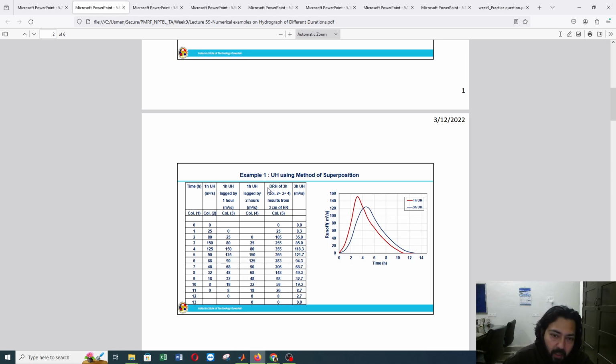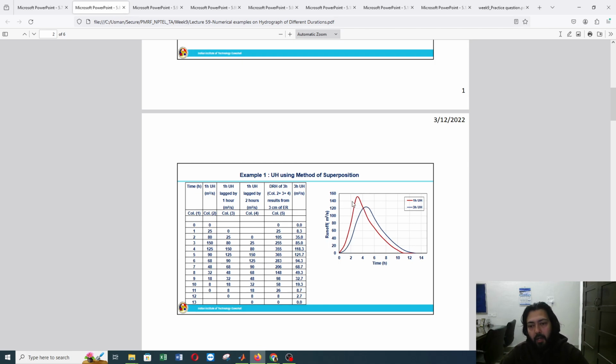So once we have calculated the DRH, the next step is to calculate the unit hydrograph. And how can we do that? We know that the unit hydrograph ordinate is nothing but the ordinate of the DRH divided by the effective rainfall. Here the effective rainfall is 3 centimeters, so we need to divide column 5 by 3. So 25 by 3 gives us 8.3, 105 divided by 3 gives us 35, 255 divided by 3 gives us 85. And here we have plotted the 1 hour unit hydrograph as well as the 3 hour unit hydrograph.